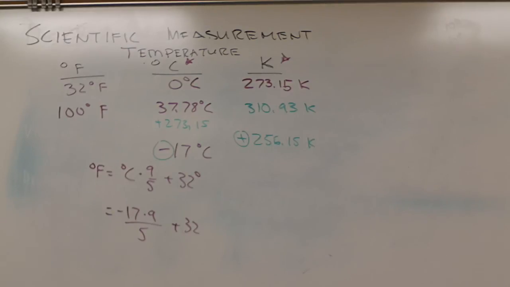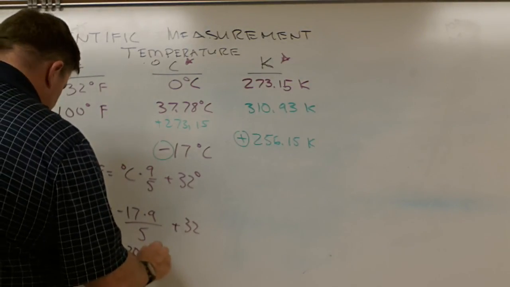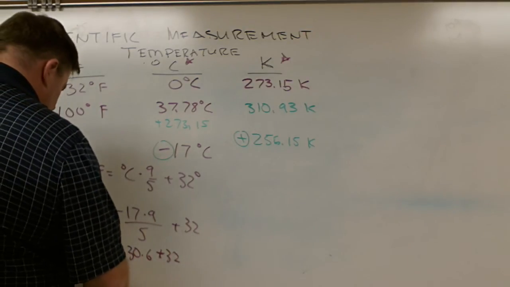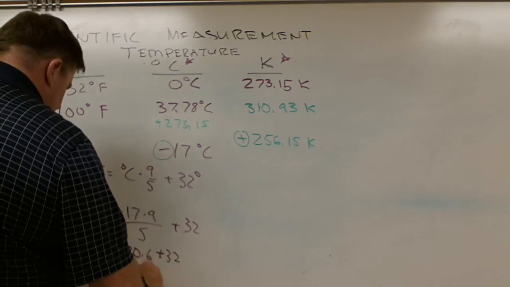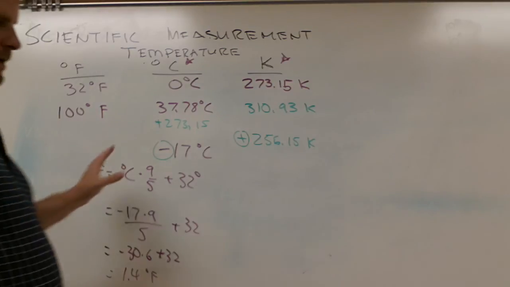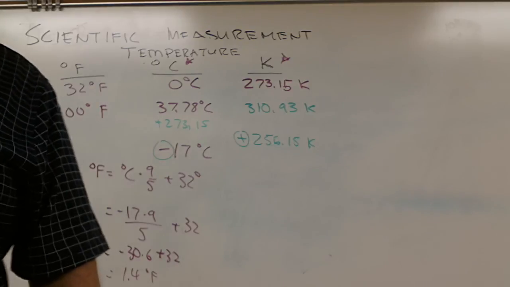Negative 17 times 9 divided by 5 is going to be minus 30.6, plus 32, and I get a value of 1.4 degrees Fahrenheit. That's a cold day, 1.4 Fahrenheit. I should note that right now I'm playing fast and loose with something called significant figures. I'm going to introduce significant figures here after I introduce the complex terms that we run into in chemistry.